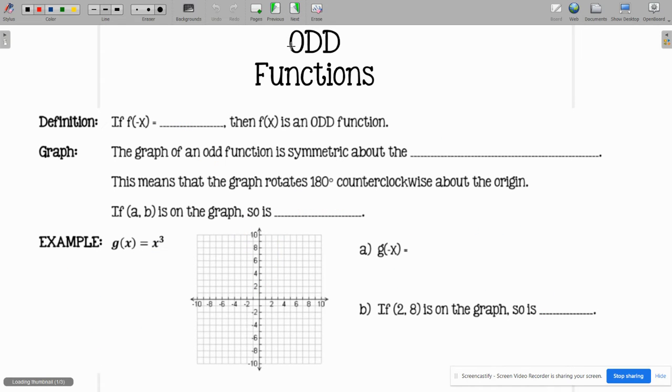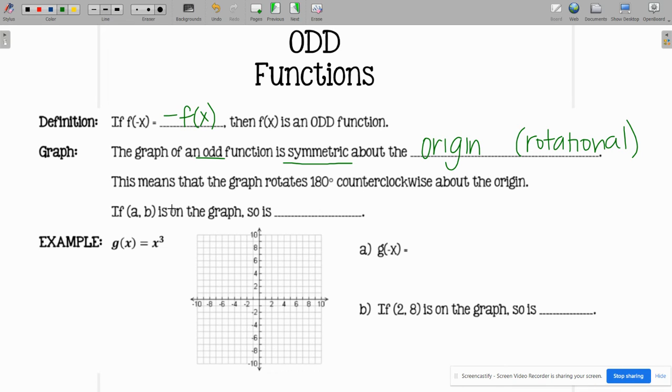So let's talk about odd functions. Odd functions are going to look a little bit different graphically. The definition of an odd function is if you take the negative x value and plug it into your function, then you get out the negative value of f of x. And I'll show you again what this means algebraically. Graphically, though, an odd function is still going to have symmetry, but this type of symmetry is rotational, and it's going to be about the origin. This means that the graph essentially rotates 180 degrees counterclockwise about the origin. So let's look at an example, and then we'll talk about this last line here.